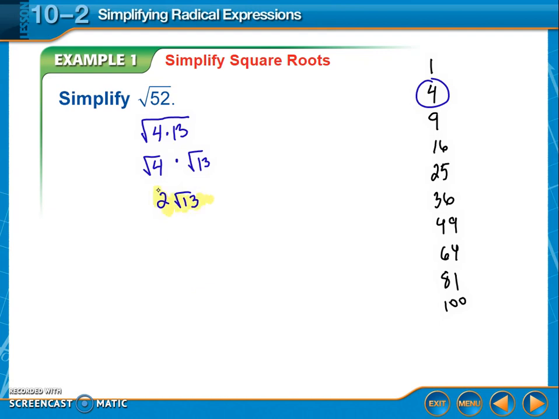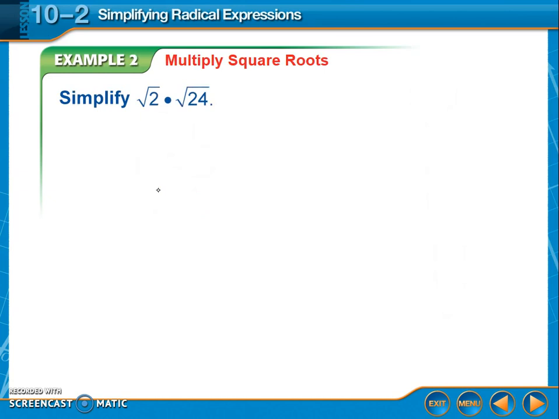Okay? And that is now simplified. So a number or an expression that has a square root is simplified when the number inside the square root can no longer be broken down, there's no more perfect squares that go evenly into it, and it's not in the denominator. We'll talk about that later, but you can't have a square root in the denominator of a fraction.